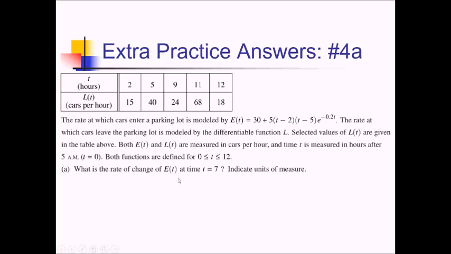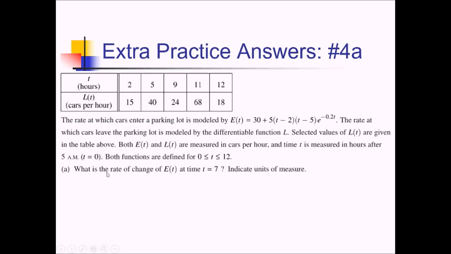On this free response problem, which is a calculator-based one, we have the rate at which cars enter a parking lot modeled by this E of t crazy function here, and the rate at which they're leaving is modeled by a differentiable L function, which they're not actually going to tell us what it is, but they did give us some values of L of t in this table up here. Now these are both measured in cars per hour, and both functions are defined for all values between 0 and 12. Okay, and let's see here. The hours is hours after 5 a.m., which is interesting to know.